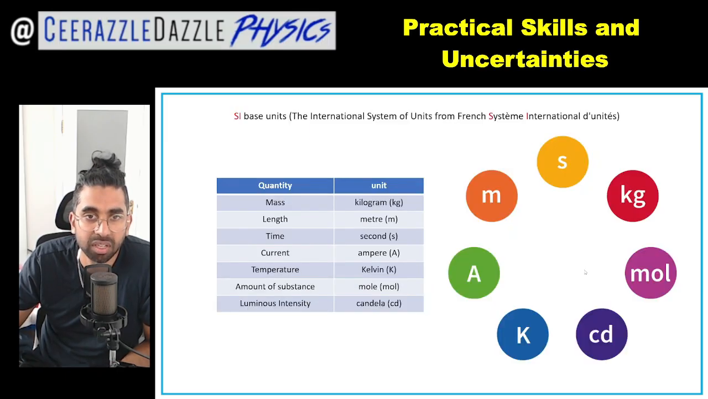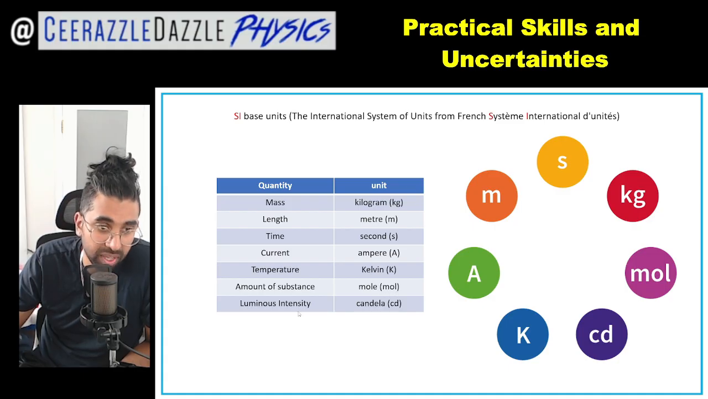The SI base units. SI is the International System of Units, from the French Système International d'Unités. These are all the SI units that you need to know. Mass is kilograms, length is meters, time is seconds, S, current is amperes, capital A, temperature is Kelvin, capital K, the amount of substance is the mole, and luminous intensity is the candela, cd.